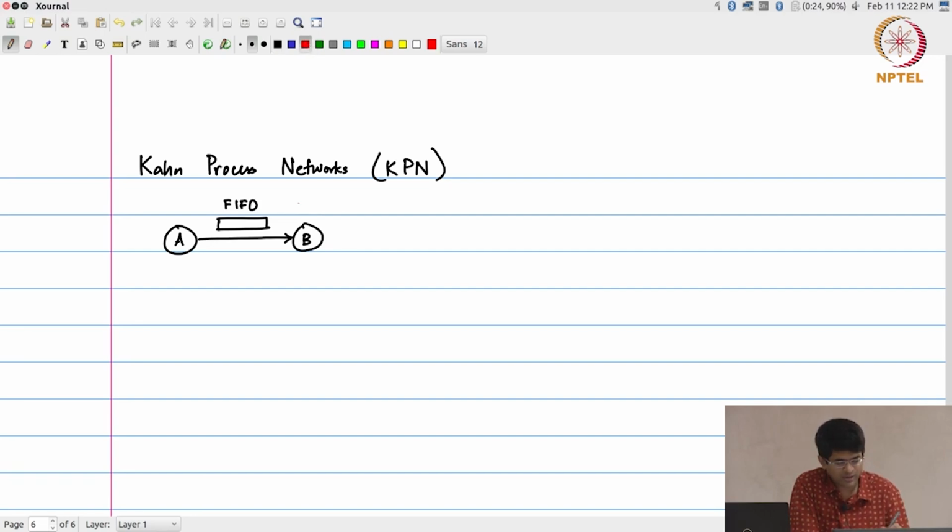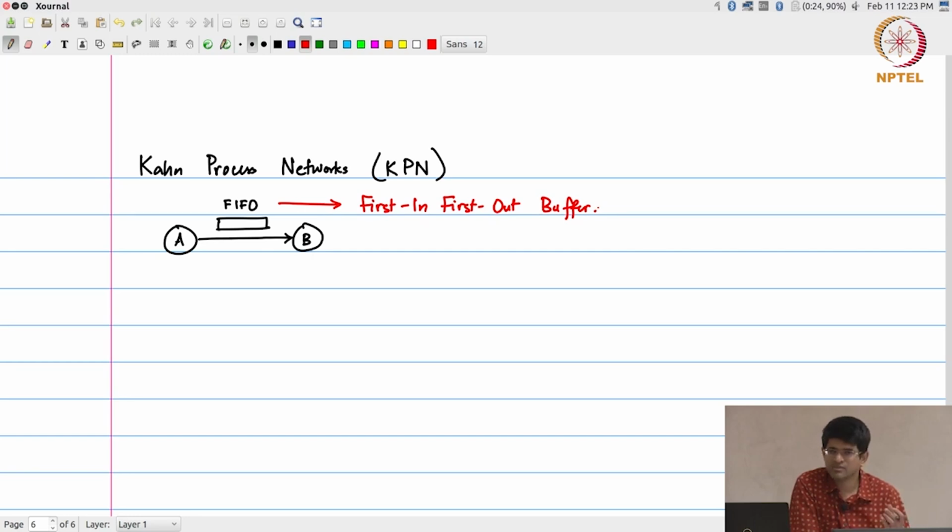A FIFO is essentially a first in, first out buffer. And implementing FIFOs, there are multiple ways of doing it. You can imagine what is happening over here. If you want a first in, first out buffer, all that you are saying is the first data that I put into this buffer should also be the first data that the other side is going to read out.